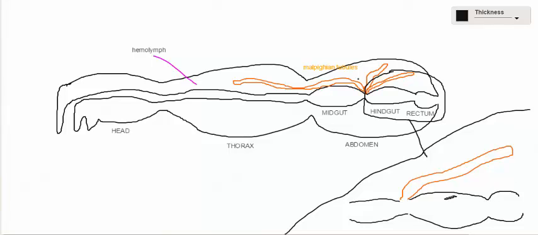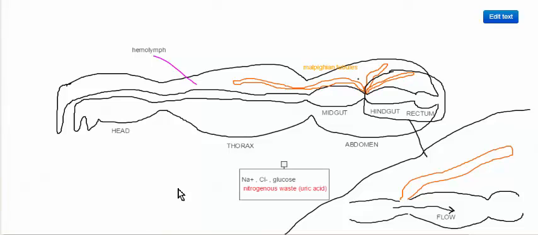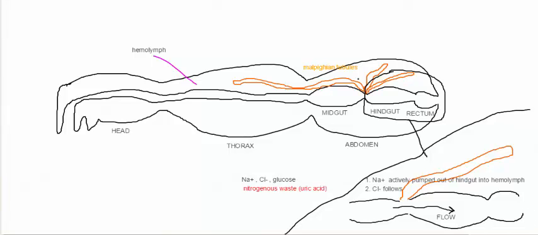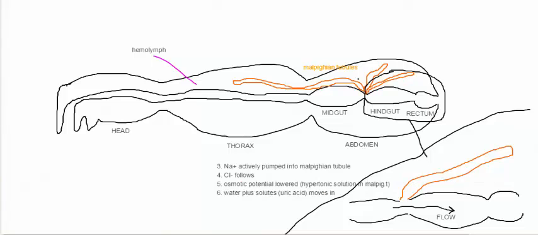Let's zoom in on the hindgut, rectum and malpighian tubule area and see how an insect gets rid of that nitrogenous waste. So it's got to create a flow, and the flow is the water containing the solutes of digestion, which contain sodium, chloride, glucose, which are useful, and then the waste in the form of uric acid, and it's all dissolved in the water. So that gets absorbed in the hindgut into the hemolymph. Sodium is actively pumped out of the hindgut. Chlorine follows and water will follow with those things dissolved in it.